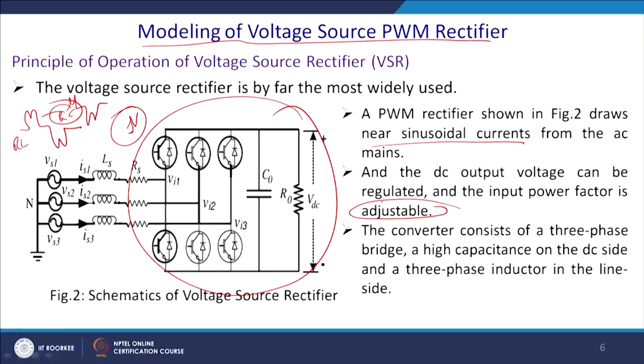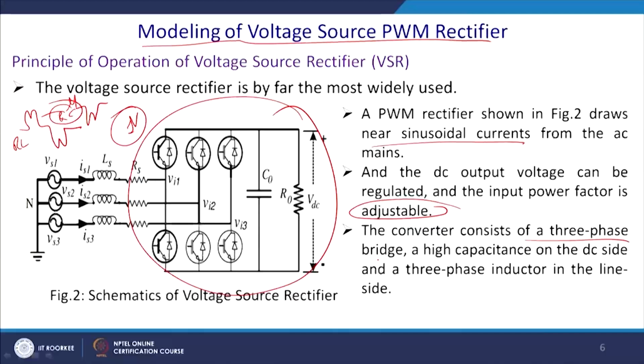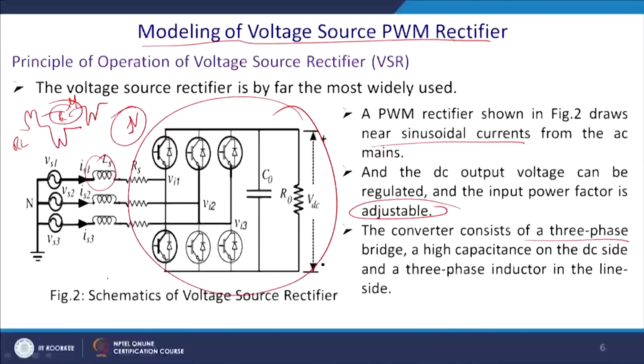PWM rectifier. The converter consists of a 3 phase bridge, a high capacitor, so that the voltage ripple in the output side is low, high capacitance on the DC side, and the 3 phase inductor in the line side. This is called line inductor. Ultimately, this is a boost topology. This LS helps us, mostly it is required to be the source inductance. If source inductance is not so high, then you have to add the external inductance.